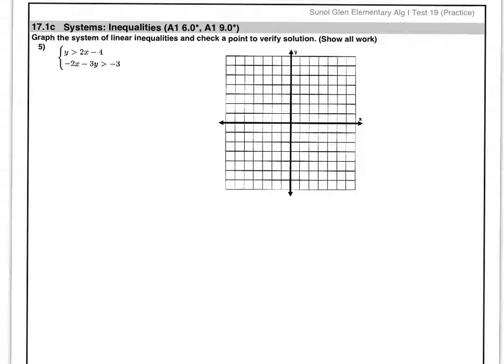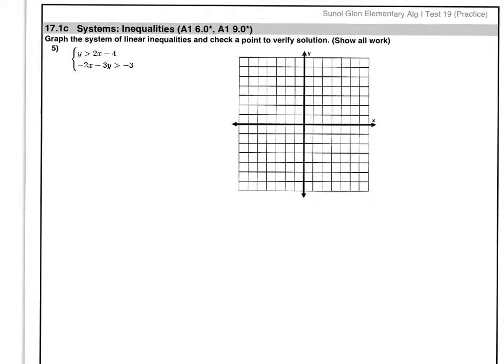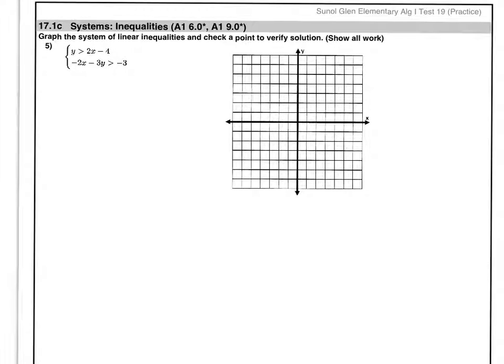Okay, now the best way to graph is to put things in y equals mx plus b. So this first problem up here, he's in y equals mx plus b. He's y is greater than 2x minus 4. Okay, so I'm going to graph him with red, because then I'll be able to tell my lines apart. Okay, and so his intercept is a negative 4. So I'm going to find negative 4, 1, 2, 3, 4, somewhere right around there.